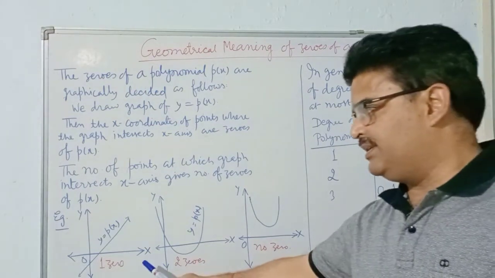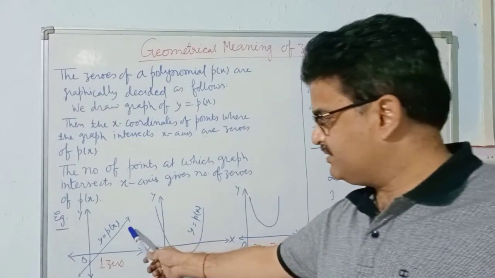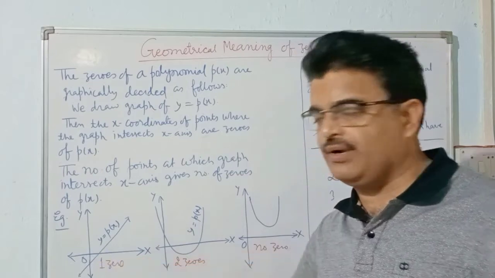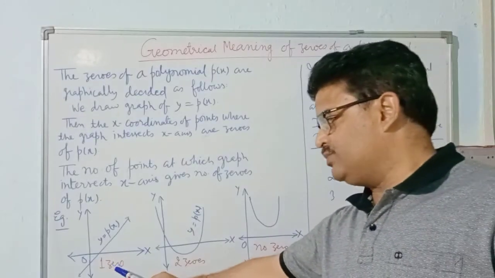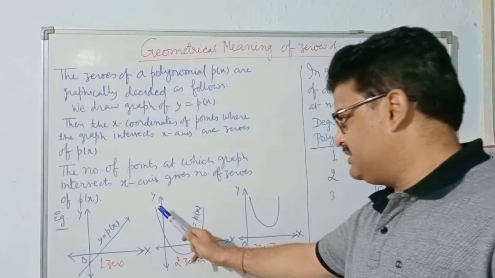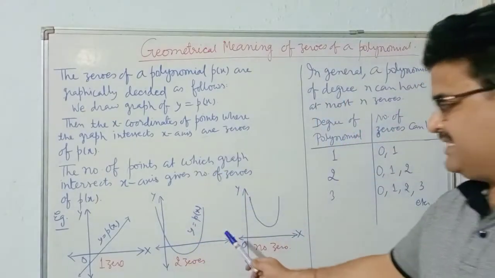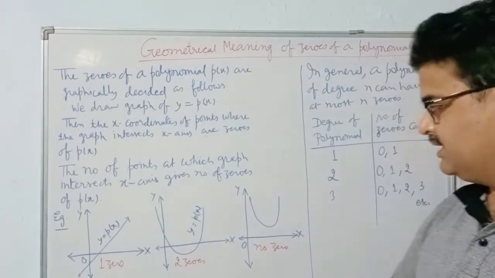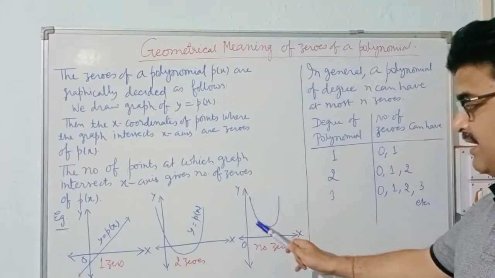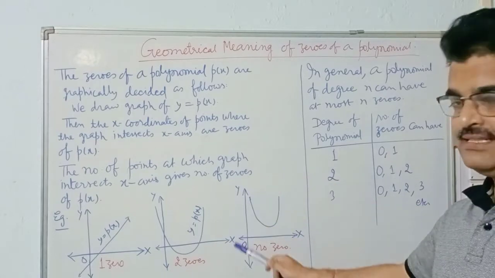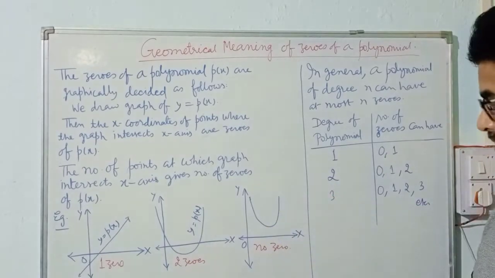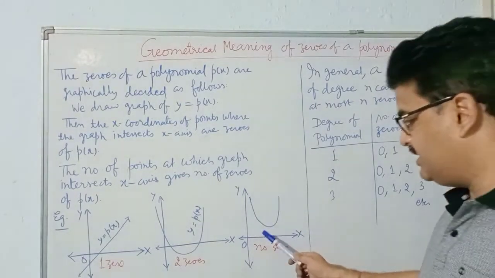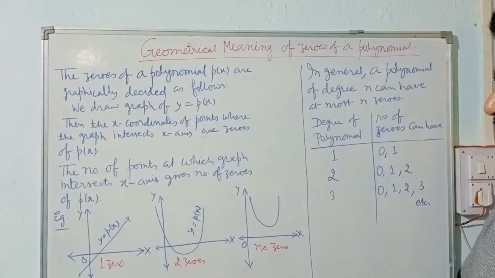Let's see an example here. We have first graph where the polynomial intersects the x-axis at one point, therefore it has 1 zero. This is the graph of another polynomial which intersects the x-axis at 2 points. It has 2 zeros. If the graph does not intersect the x-axis at all at any point, then the graph will have no zero because it does not intersect the x-axis at any point.